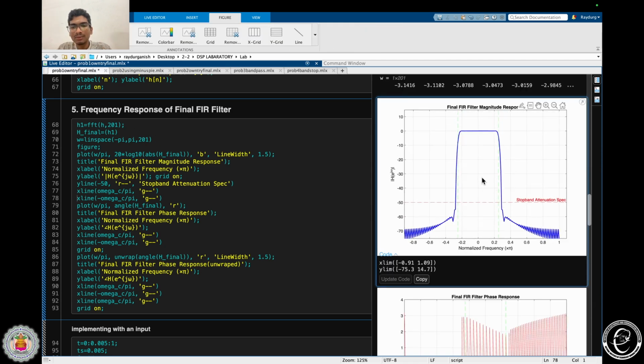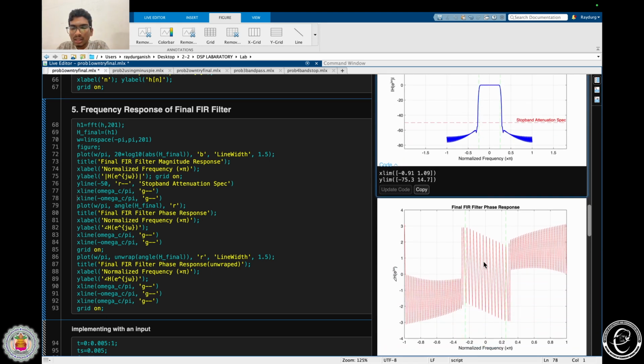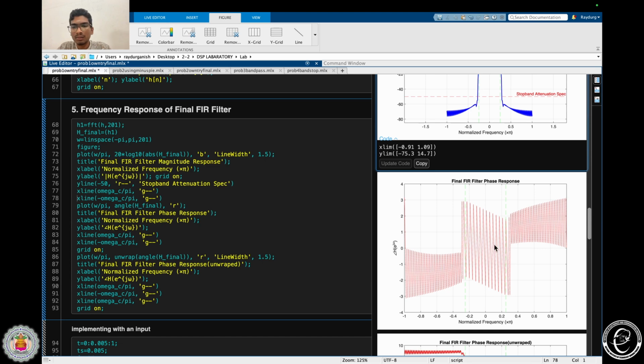So here you can see it is similar to the ideal frequency response, but the only thing which differs these both is that there the impulse response is infinite, and here the impulse response is finite. And coming to the phase, here I have plotted the phase of the FIR filter.